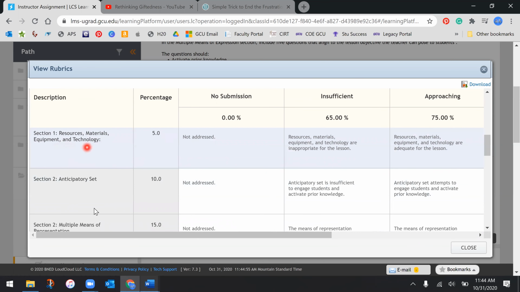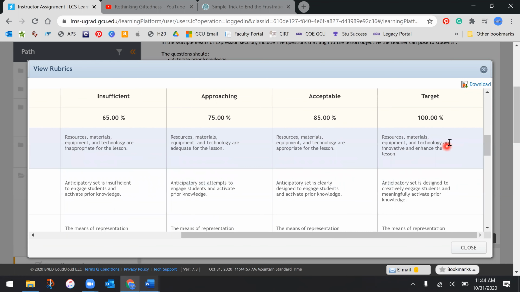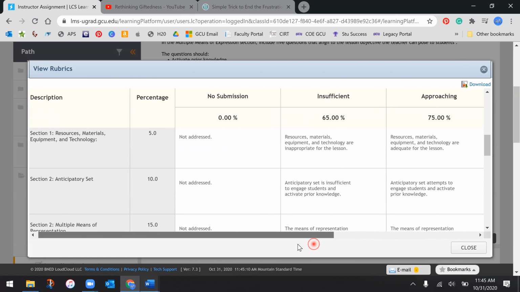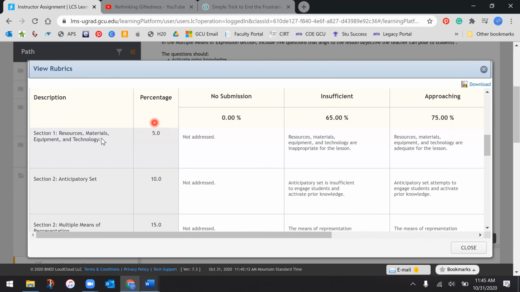Resources, materials, equipment, and technology. Just that you are choosing resources that are innovative, they enhance the lesson. Remember, many students benefit from hands on methods, especially when we're thinking about differentiating for students. So try to include some hands on materials when you're thinking about the materials that you might use for your lesson. Anticipatory set: are you effectively engaging students and activating prior knowledge?